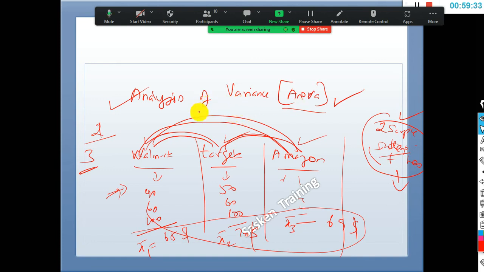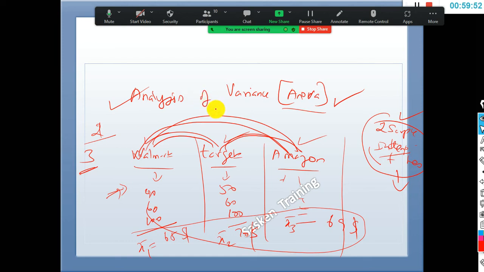Anova stands for analysis of variance. Anova is used to test whether the means of more than two quantitative populations are equal, or more than two groups. If you want to compare the means, then you need to use Anova test.